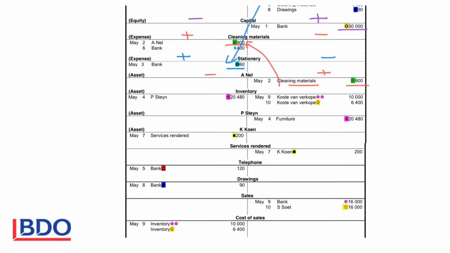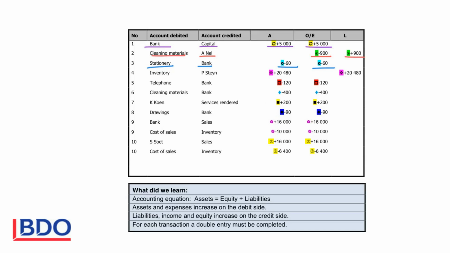In the ledger, I will debit my inventory account because inventory is an asset. Assets increase on the debit side. We owe the money to P. Stain. Creditors' liabilities increase on the credit side. We bought inventory, so inventory asset increases on the debit side. P. Stain, we owe the money to him, so he's a creditor, and that means our liabilities increase on the credit side.